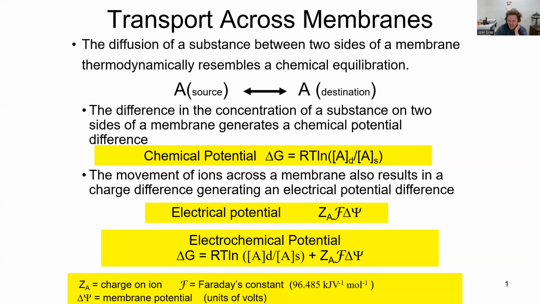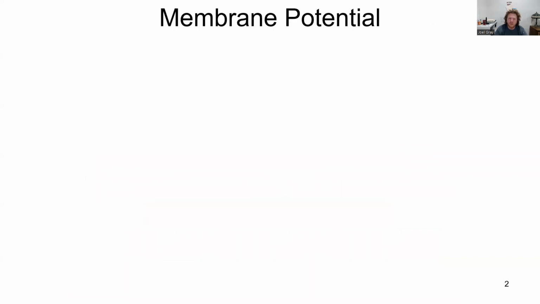Times Faraday's constant, which has a value of 96.485 kilojoules per volt mole, or 96,485 joules per volt mole, times delta psi, which is the membrane potential, which is measured in volts.